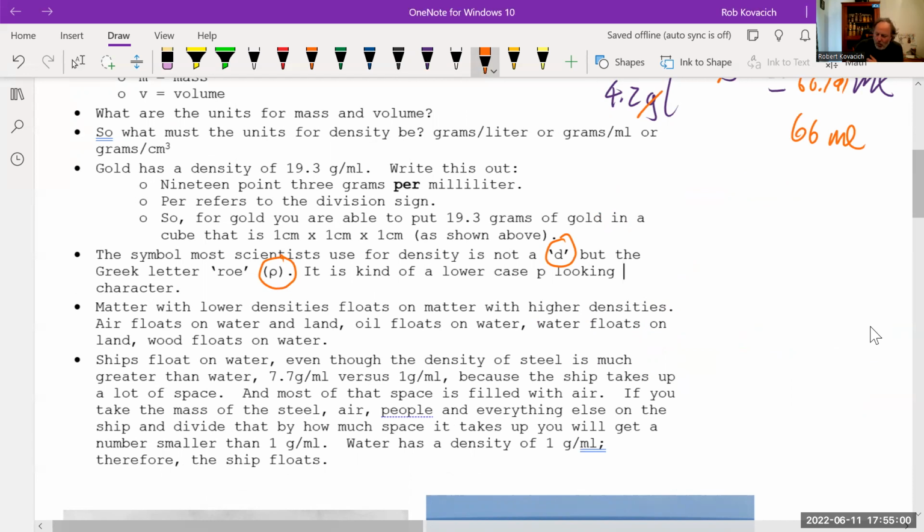Other things to know is water's density is 1 gram per milliliter. And things with different densities will set themselves up, float on top of each other, depending on what their densities are. So why does a helium balloon float in the atmosphere? Because its density is less than that of air, so it floats up.